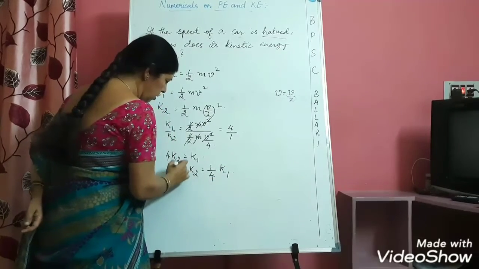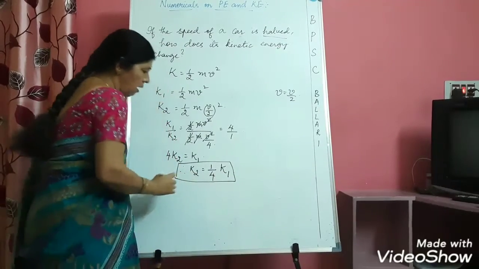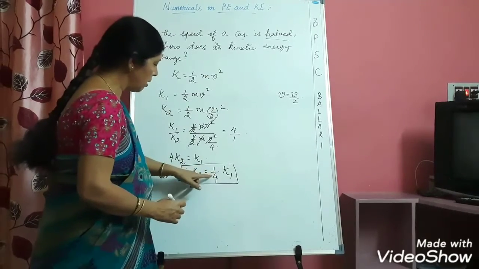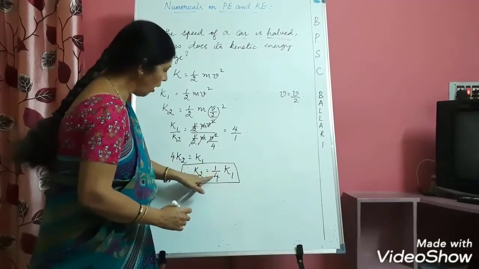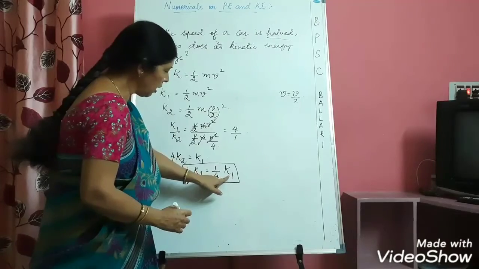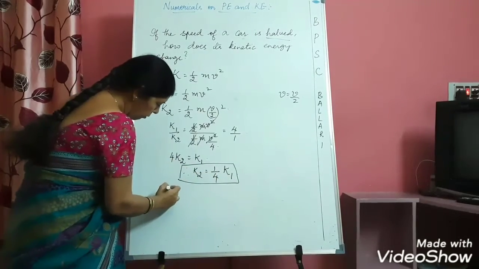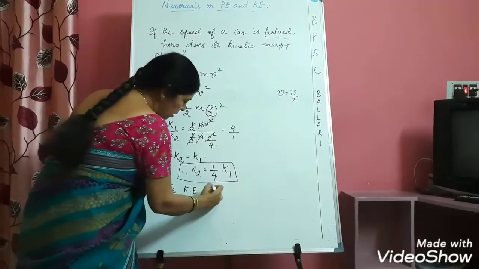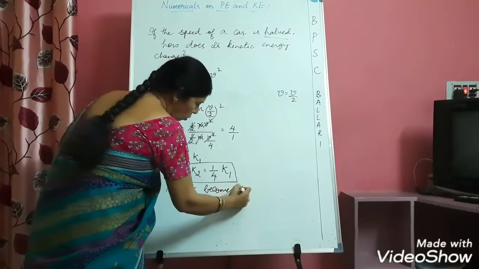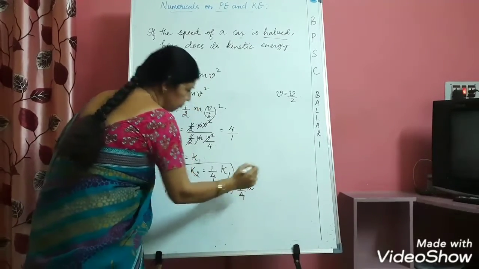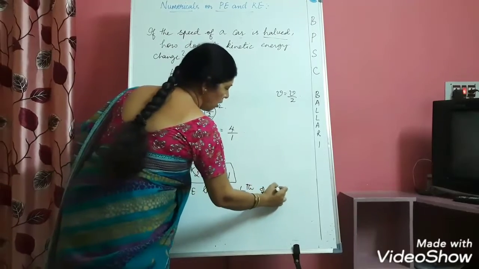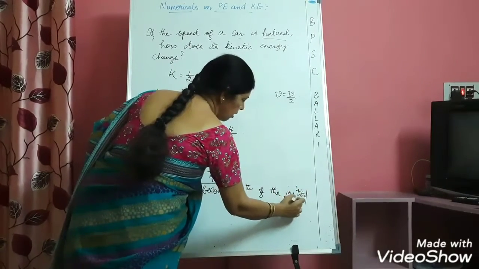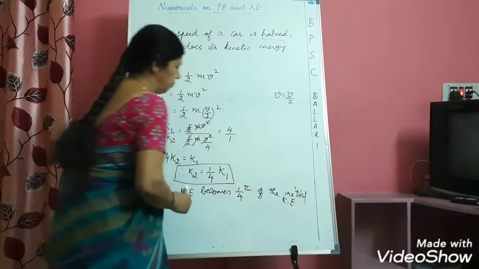Now if you just observe this, when the velocity is halved, then what is happening to the kinetic energy? It becomes 1/4 of the initial kinetic energy. So you can write the answer: the kinetic energy becomes 1/4 of the initial kinetic energy. This is the solution.